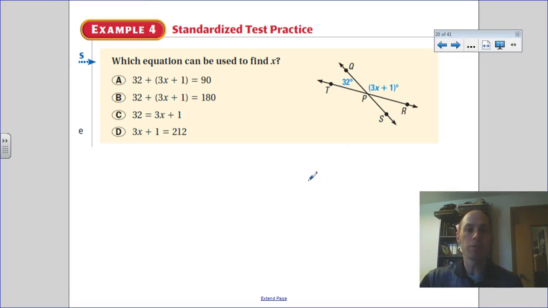All right, so let's wrap it up. What do we know about a linear pair? Angle QPT and angle QPR are a linear pair. So what is true about that? Well, the sum of their angles equals 180 degrees. So I could form an equation: 32 plus 3x plus 1 equals 180 degrees would be an equation that I could use in order to find out what the measure of x is.